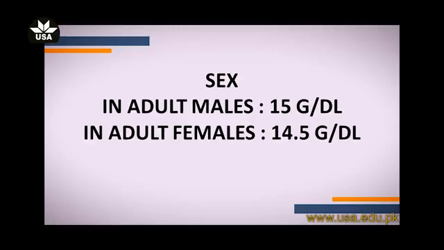At the time of birth, hemoglobin content is very high because of the increased number of RBCs. If we talk about hemoglobin content by gender, then in adult males its content is roughly 15 grams per deciliter, and in adult females it is about 14.5 grams per deciliter.